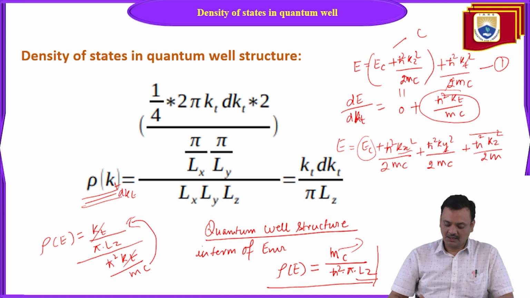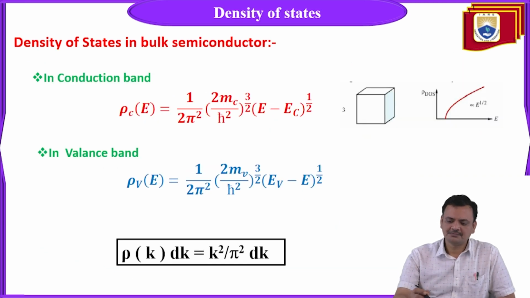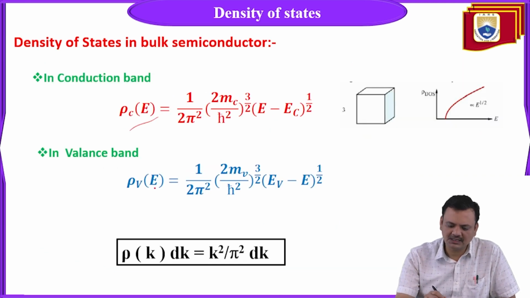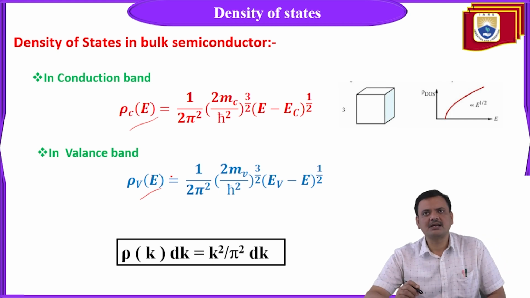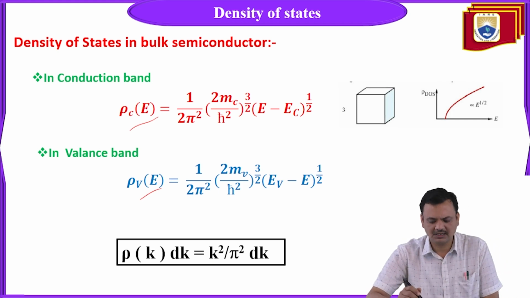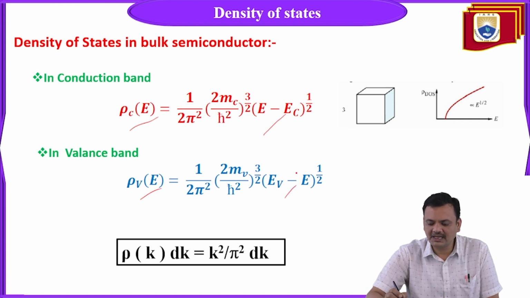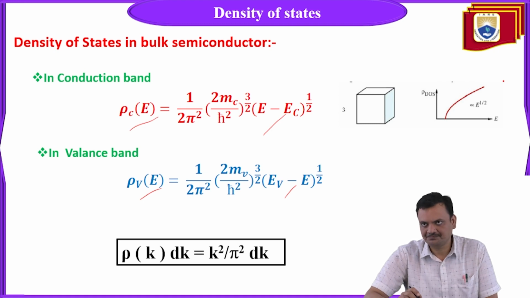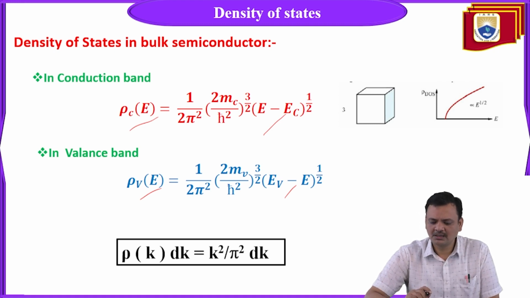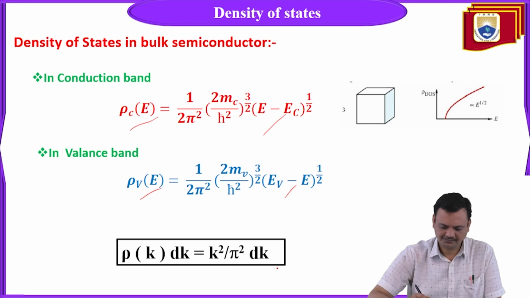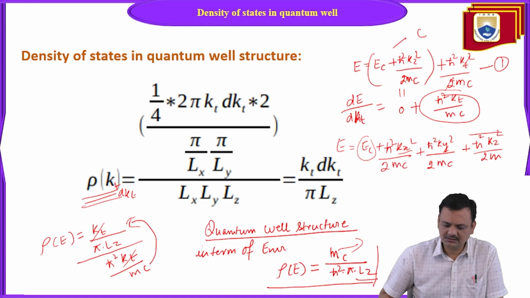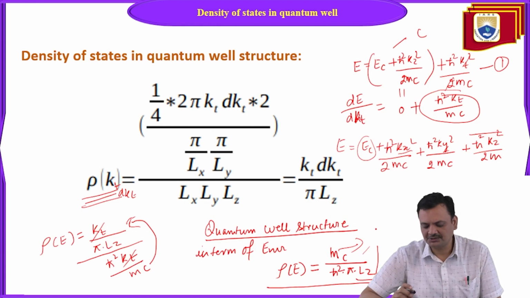In comparison to the bulk case, see here, your density of state in terms of energy. Here both conduction band and valence band density of states are given. So here the energy terms are involved. Your density of state varies according to your energy. But in the quantum well case, which I just derived, there is no energy expression. So your density of state will be constant. First thing.